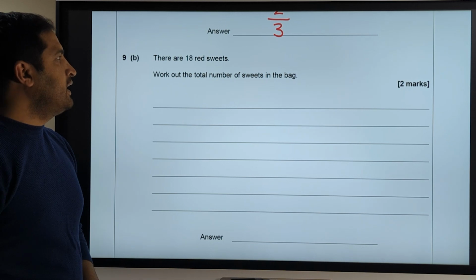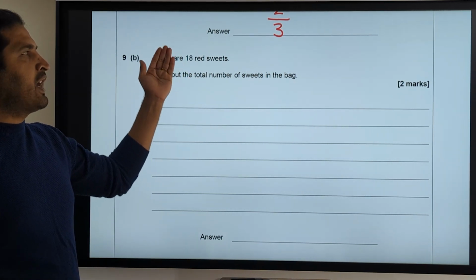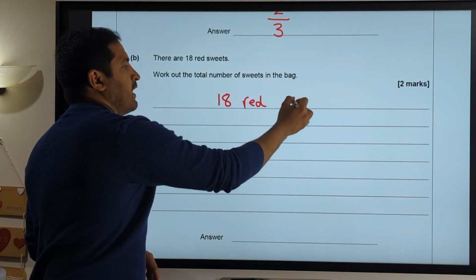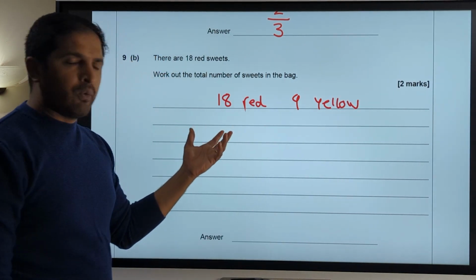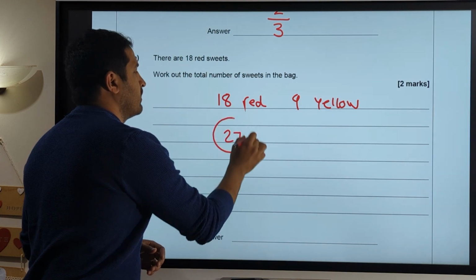So there are 18 red sweets. Work out the total number of sweets in the bag. If the reds are double the yellow, so we have 18 reds and 9 yellows. So really straightforward. 18 add 9 gives you 27 in total.